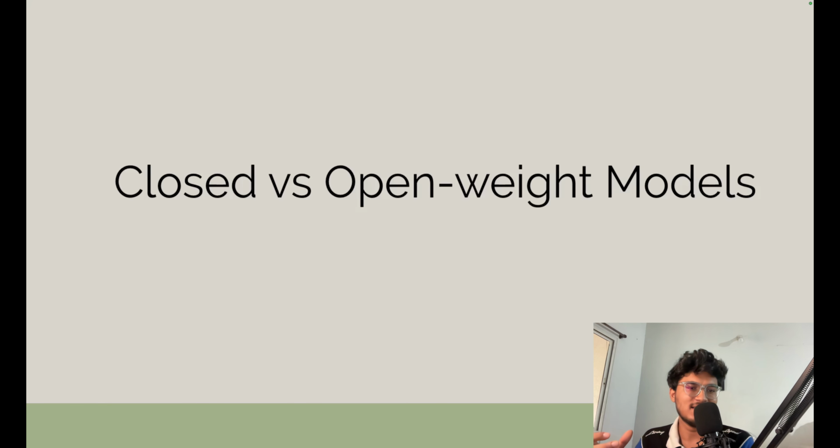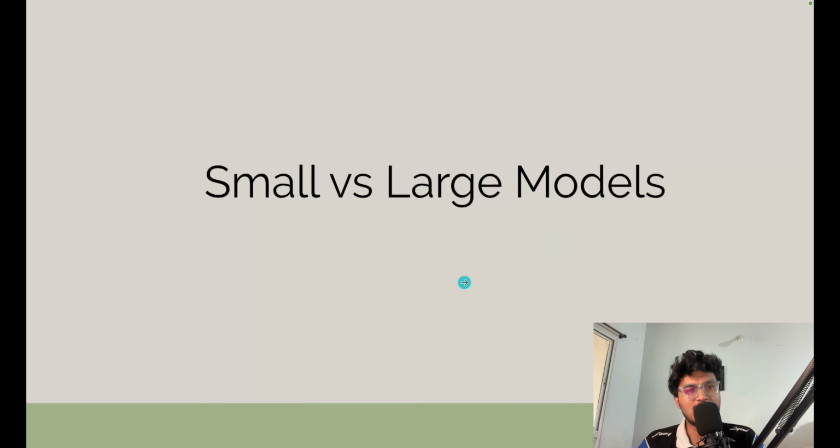But open weight models can often be downloaded. They can be self-hosted. They can be fine-tuned. They run locally if hardware permits. Okay, so this is the difference between closed and open weight models. So it depends upon your use case, which kind of model you want. If you want self-hosted, then definitely go for an open weight model. But if you need much better performance and you just need API access, you can go for closed models. Then we have small and large models.